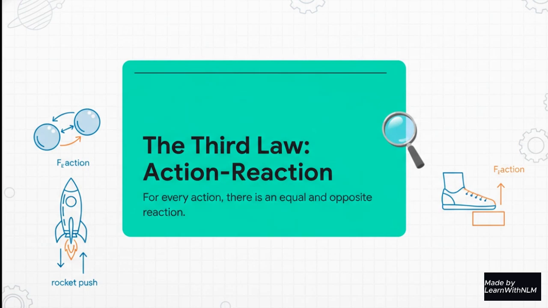Forces always come in pairs. You can never have just one force acting alone. If you push on a wall, that wall is pushing back on you with the exact same amount of force. It's always a two-way street. That book on the table? Gravity is pulling it down. That's the action. But the table is pushing right back up with an equal force. That's the reaction. We call it the normal force.